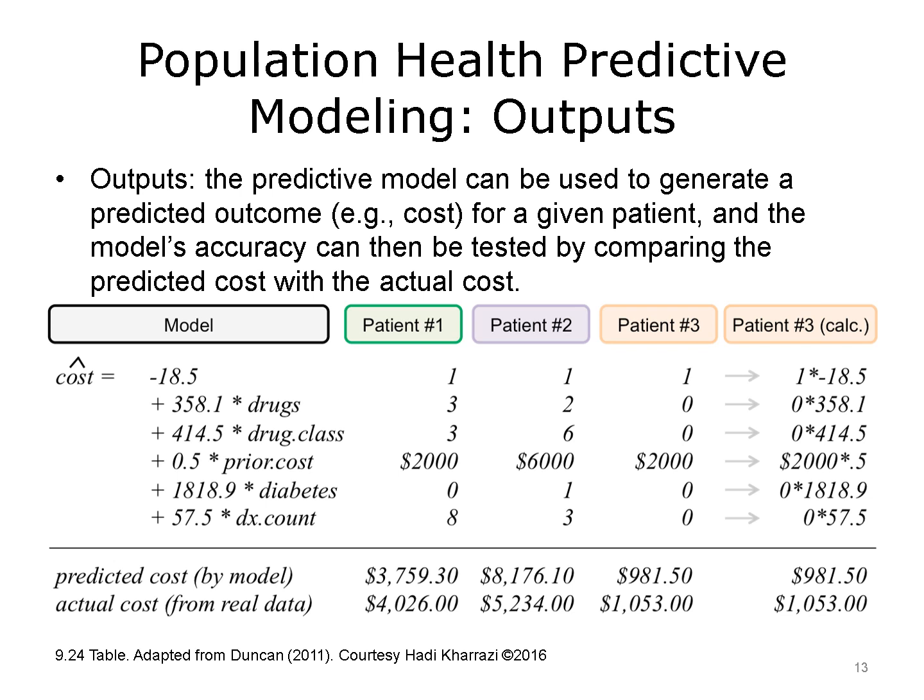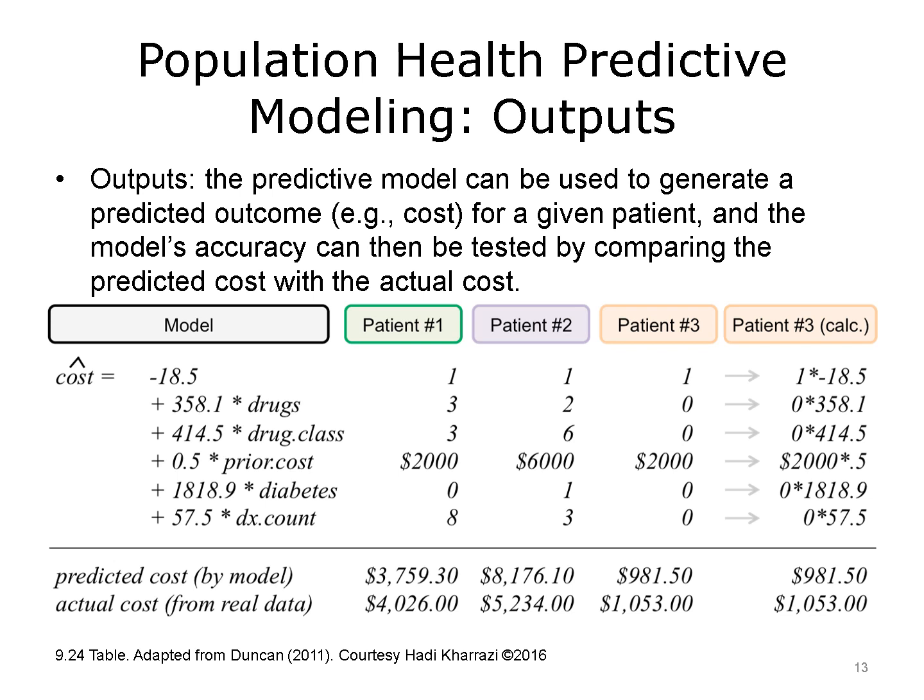For example, if the developed model is linear, as shown in this figure, we can use the model to predict the cost outcome for 3 sample patients. The model shows that the predicted cost is equal to minus 18.5 units plus 358.1 multiplied by the drug counts of a patient, plus 414.5 multiplied by the drug class counts, plus 0.5 of prior cost, plus 1,818.9 of diabetes presence, plus 57.5 multiplied by diagnoses count.